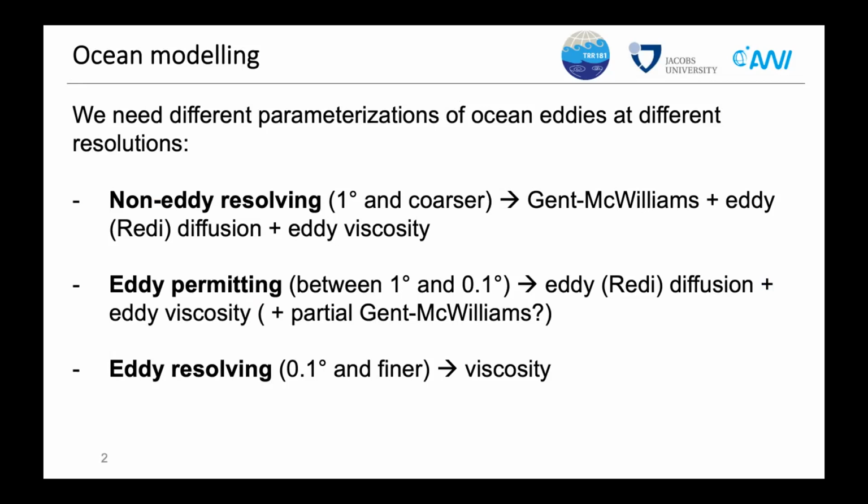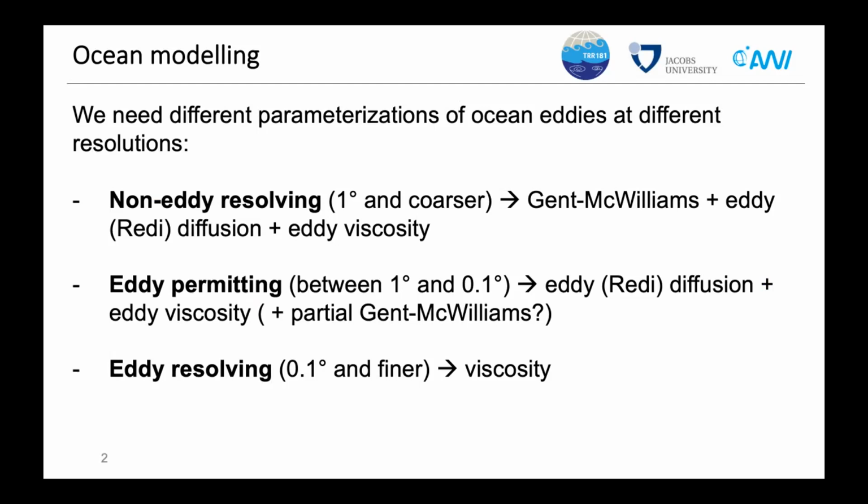You can have these eddy permitting simulations that we will be looking at, which is between 1 degree and 1/10 degree, where the Rossby radius is not quite sufficiently resolved, but partly resolved. Then the question is, do you still use GM? Don't you use Gent-McWilliams? And what do you do with the eddy viscosity?